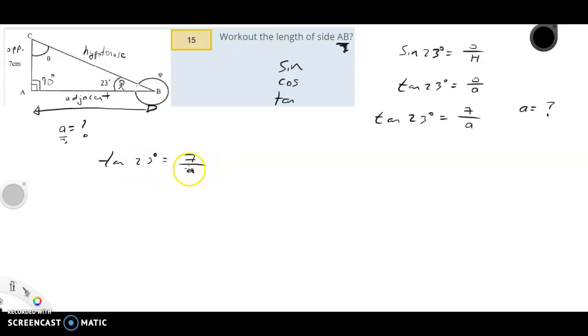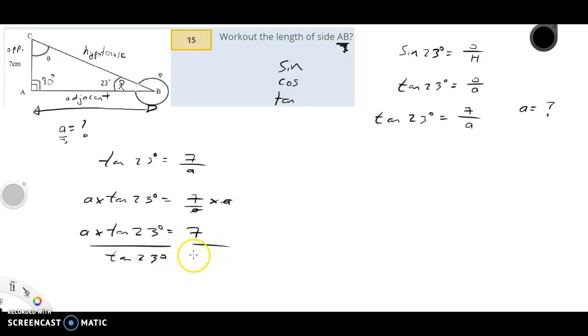Now the long way around this algebra is we multiply both sides by A. So that will give us A times tan 23 degrees equals 7 over A multiplied by A. And you see the A's here will cancel out. So we're left with A times tan 23 degrees equals 7. And finally we want A on its own. So we divide both sides by tan 23, and we must do the same to both sides to keep things equal. Now this is the long way around, but it's good for some people that might be interested. So A equals 7 divided by tan 23 degrees.